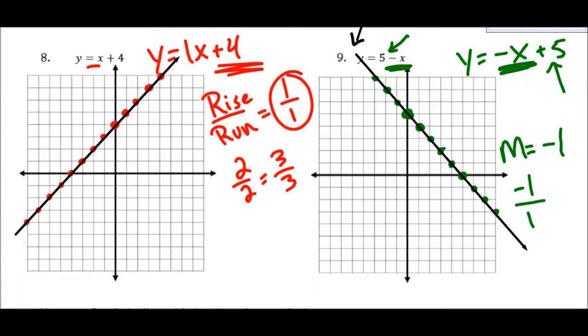And you can see the negative slope matches up with our negative slope in our equation, and the positive y-intercept, the positive b, matches up with the positive b in our equation.